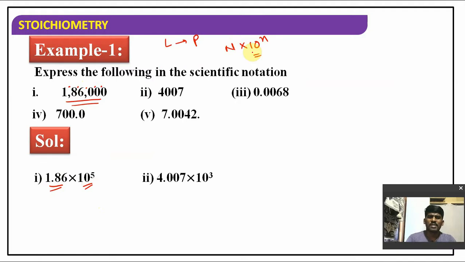The expression should be in the form N into 10 to the power of n. And the second one, if you observe, we have done the same thing. Left side, 1, 2, 3 places. So 10 to the power of 3. The number is given as 4.007 into 10 to the power of 3. Hope you understand, guys.